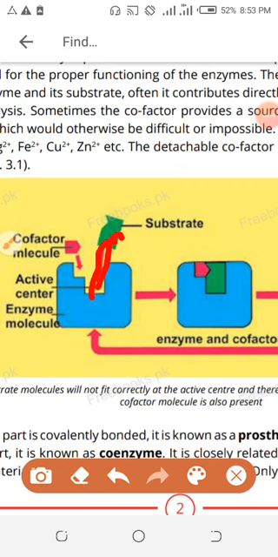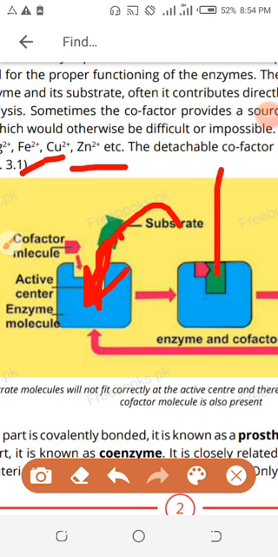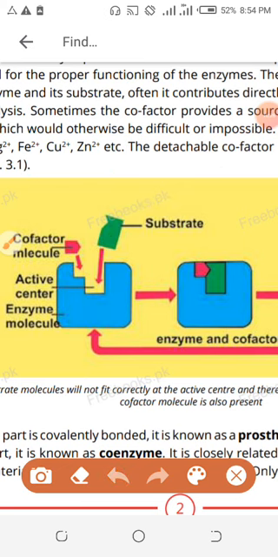How do they help? They have charges. The key thing is that activators like metallic ions, zinc ion, copper ion, iron, ferrous ion, iron 2, iron 3, ferric, facilitate attachment of the substrate with the active site. Once the substrate attaches with the active site, the ES complex is automatically formed. And charges will help.